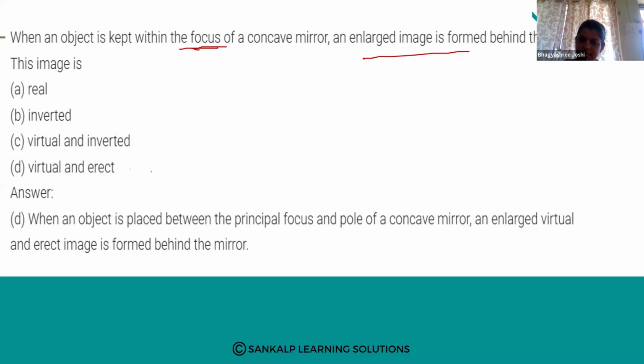When an object is placed between the principal focus and the pole of a concave mirror and enlarged, that means between F and P, right? So between F and P. Then you are observing the image behind the screen, that is virtual and erect. Remember, an enlarged virtual and erect image is formed behind the mirror. Therefore, option D is right here. Reason is this one.